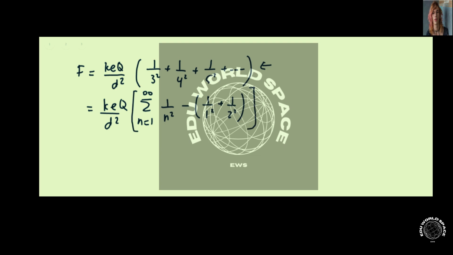And we know that this expansion equals pi squared over 6, and here 1 over 1 plus 1 over 4 is going to be 5 over 4. So now the force is going to be KeQ over d squared times pi squared over 6 minus 5 over 4. Still attractive. The direction doesn't change.